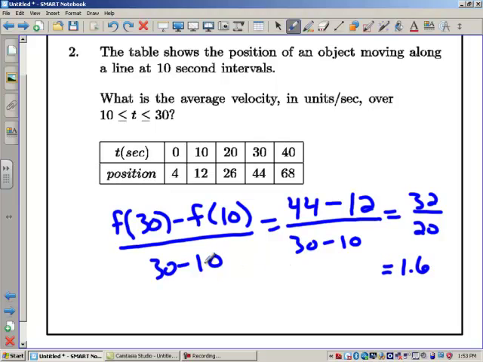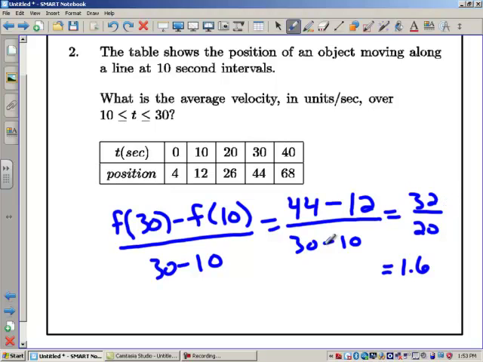16 over 10. Now let's take a look at these units. What was the 44 and the 12? Physically, what did they represent? Well, it's like a position. You could have called it feet, or maybe miles, or it was a position statement. So 44 may be feet minus 12 feet. So what would we have up here for this 32? The units would be, like feet.